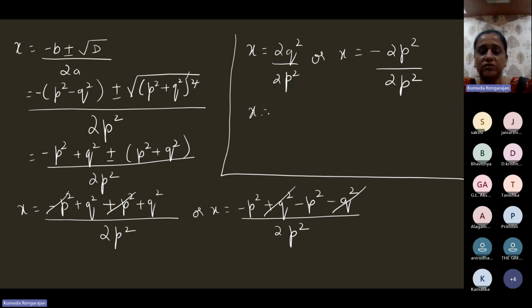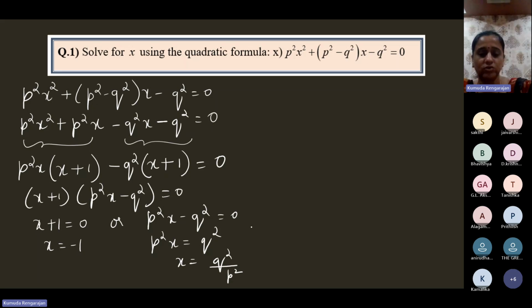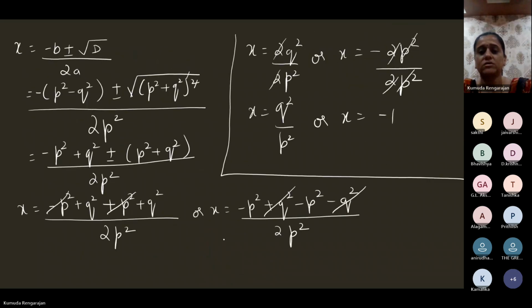So x is equal to 2 cancels 2. So q square by p square, or x is equal to 2, and p square gets cancelled, minus 1. So x is equal to q squared by p squared. See here, that's what we got, q squared by p squared by the factorization method. See here, we've got q squared by p squared or minus 1.